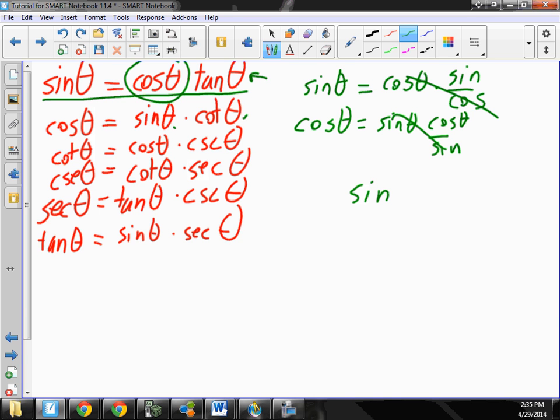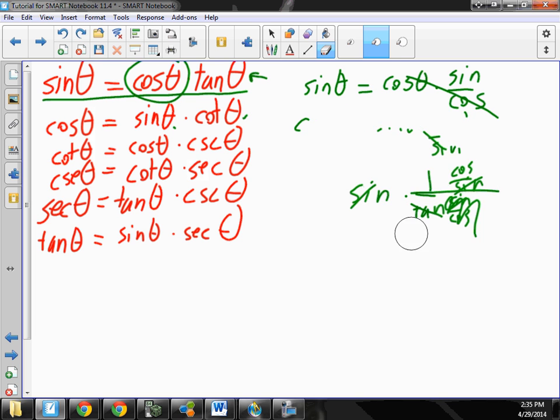Sine times 1 over tangent. Well, can I convert tangent to be sines and cosines? Yes, this is the same as sine over cosine. But now I have 1 divided by sine over cosine, so I flip it. Cosine over sine. This goes away, and now those cancel, and I have cosine. I wouldn't recommend that. If it looks like it's getting hard, stop and try something new.